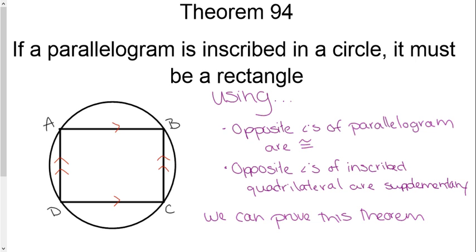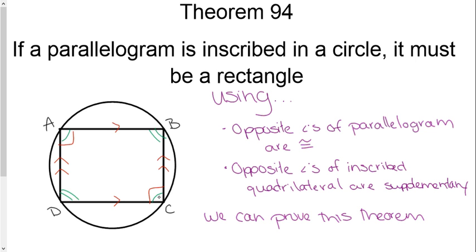Our next theorem says that if a parallelogram is inscribed in a circle, it must be a rectangle. So we can use 2 of our previous theorems to prove this. We have opposite angles of parallelograms are congruent. So that means A is congruent to C and D is congruent to B. And based on today's theorem, opposite angles of inscribed quadrilaterals are supplementary. Well, if 2 angles are congruent and they have to add up to 180, then those angles must be 90 degrees. So I can redo those 2 angles with 90 degrees.